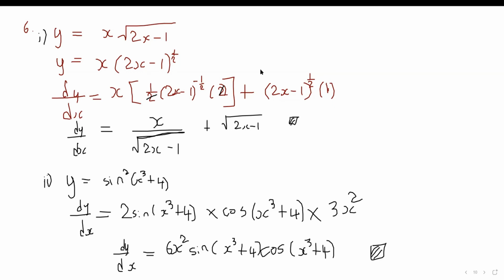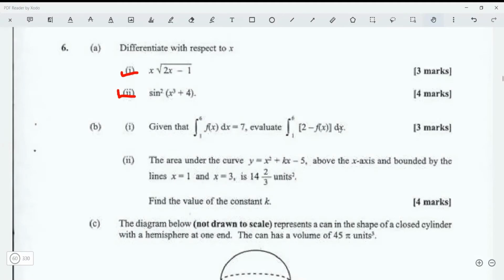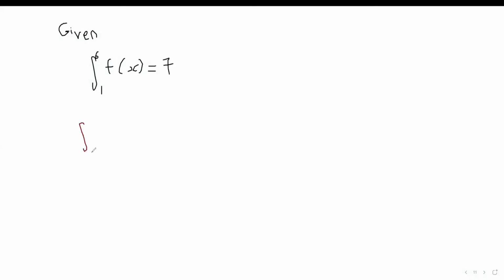All right. Now, next question says, given that the integral from 1 to 6 of f of x is 7, we should evaluate the integral from 1 to 6 of 2 minus f of x. All right, no problem. I just like to write down what is given. Given the integral from 1 to 6 of f of x is equal to 7. They want us to evaluate the integral from 1 to 6 of 2 minus f of x. And it's 3 marks for that.